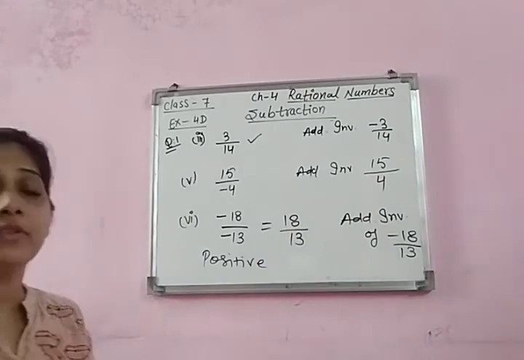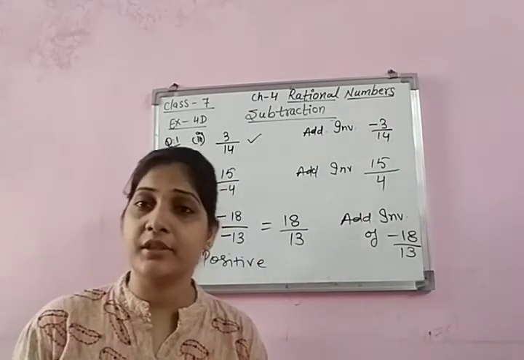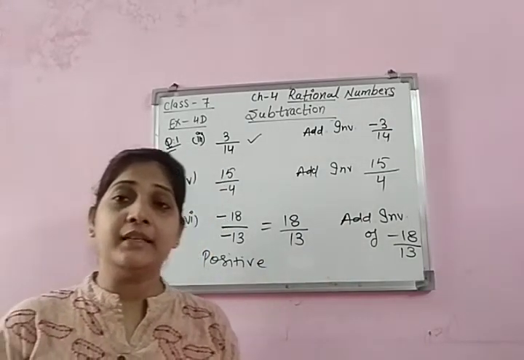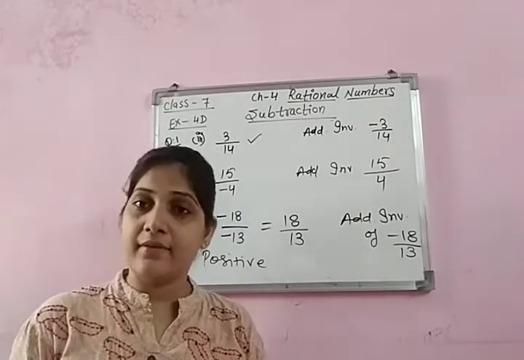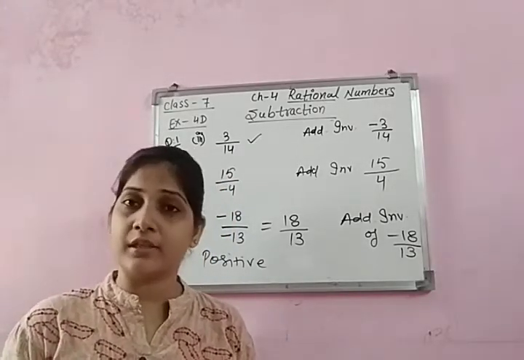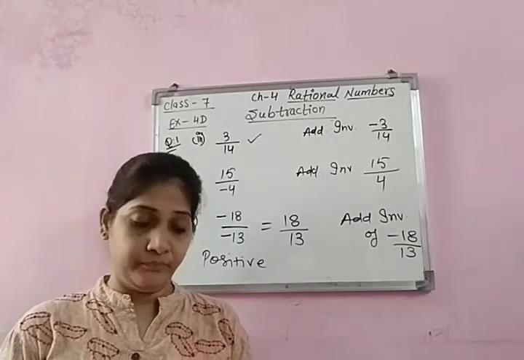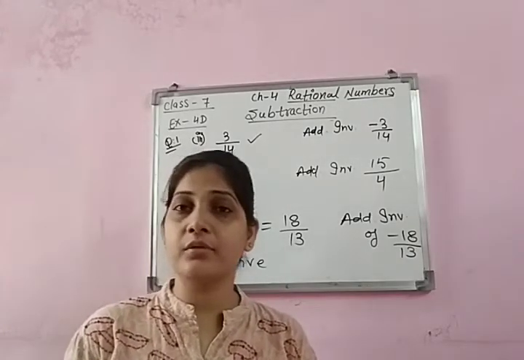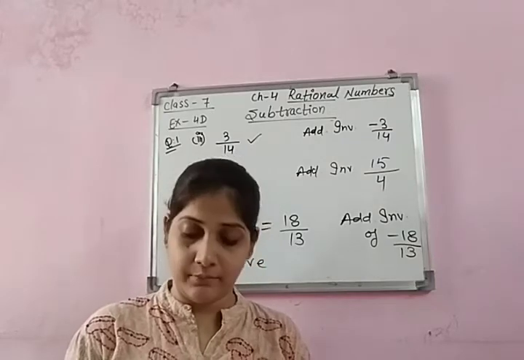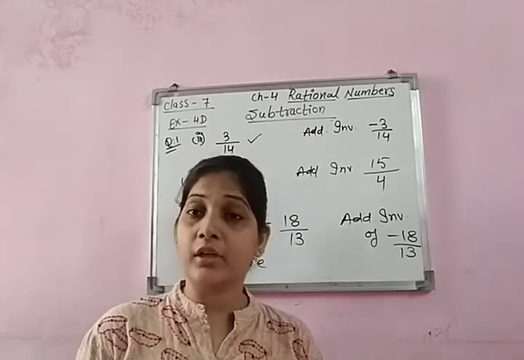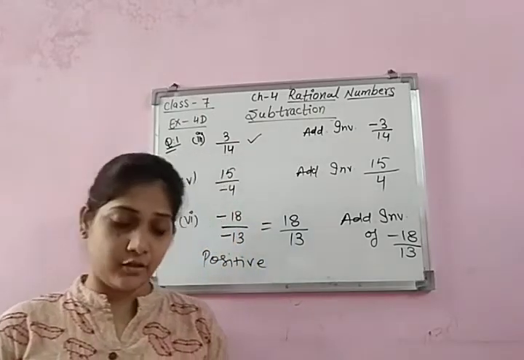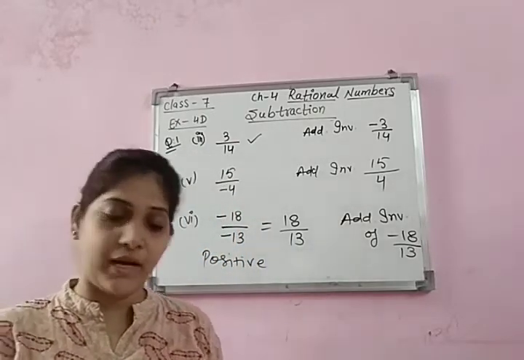So don't be confused. First check whether the given rational number is positive or negative, then write the additive inverse according to that. In the same way, you have to do the rest of the questions of question number 1. Now I am telling you how to subtract the given rational numbers. Question number 2 and even question number 3 are also based on subtraction. So let's do some of the parts.